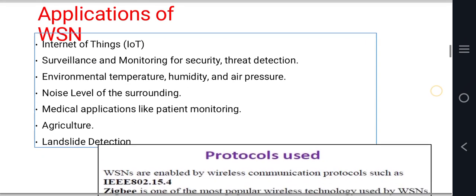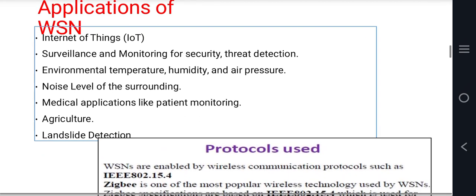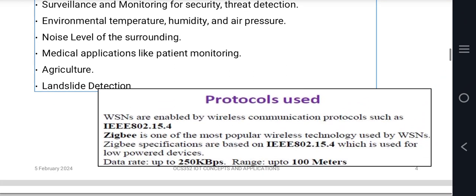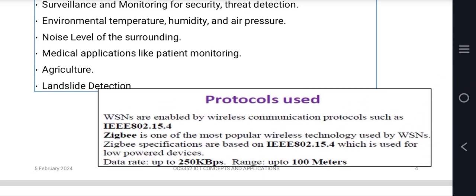Various applications of wireless sensor network include surveillance and monitoring for security, threat detection, environmental temperature, humidity as well as air pressure measurement, and identifying the level of noise in the surroundings. It is also used in medical applications like patient monitoring, agricultural fields, and landslide detection can also be one of the applications of wireless sensor network in IoT.